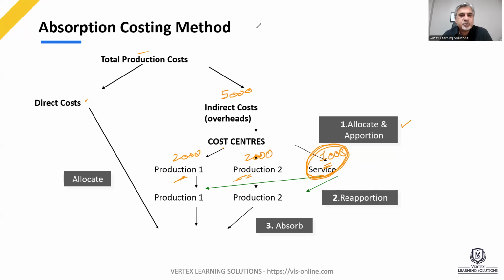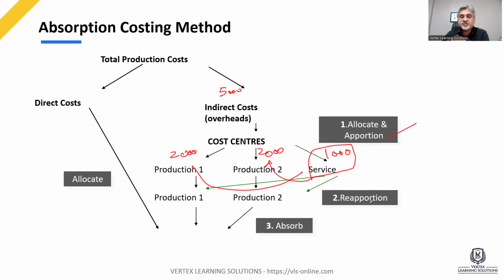And therefore, what we need to do is transfer this $1,000 back to production department one or two. And this is called reapportionment. Apportionment was when you had your total 5,000 overhead, and you divided this 5,000 into three pieces. You say 2,000 goes to production one, 2,000 goes to production two, and 1,000 goes to the service department. This is called apportionment. You are apportioning the overheads between different departments. But then the service department's cost must go back to these two. We share it back, and this is called reapportionment.